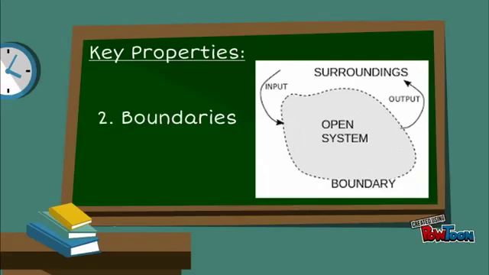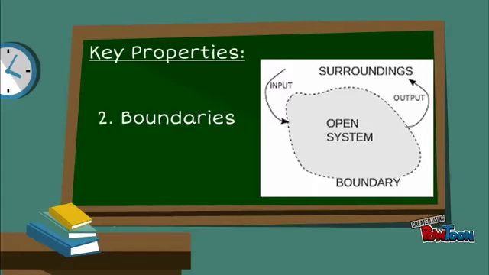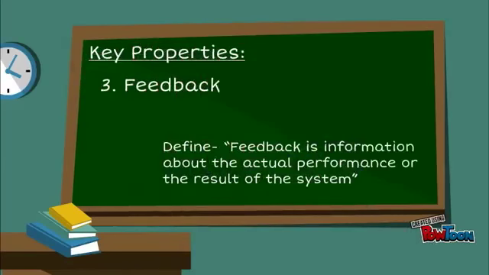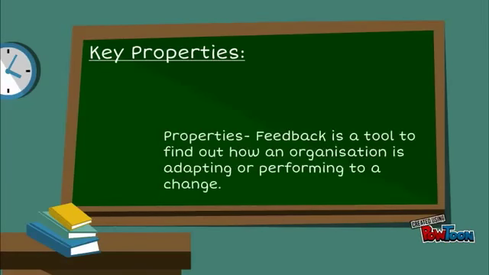Before we move on to the next key components of the open systems perspective, I'll quickly go through this diagram. This diagram shows inputs coming into the organization system and being transformed into outputs going through the boundaries and into the organization's surroundings. Feedback. Feedback is information about the actual performance or the result of the system. Properties of feedback. Feedback is a tool to find out how an organization is adapting or performing to a change.